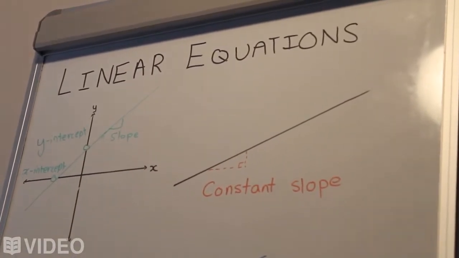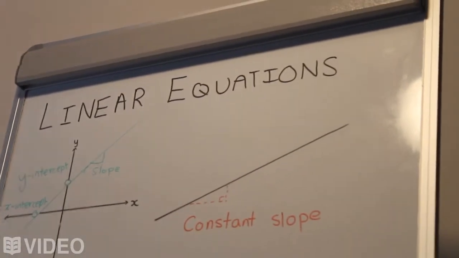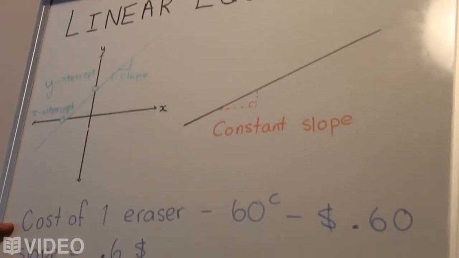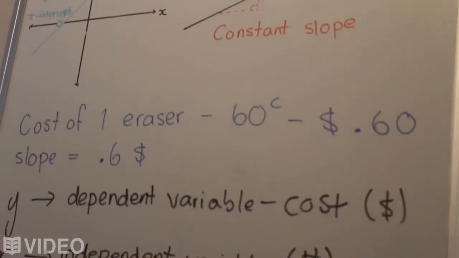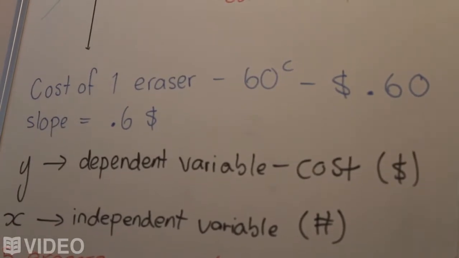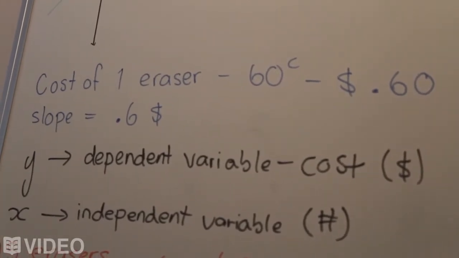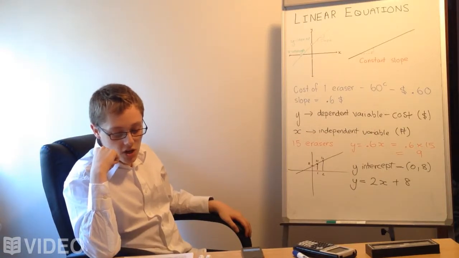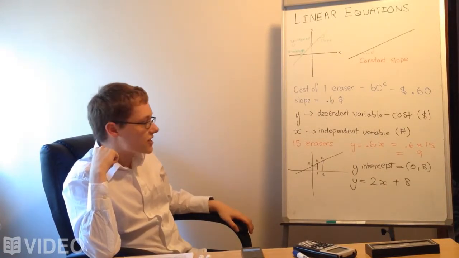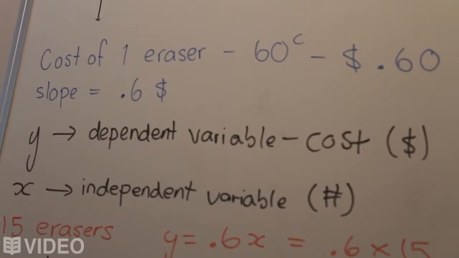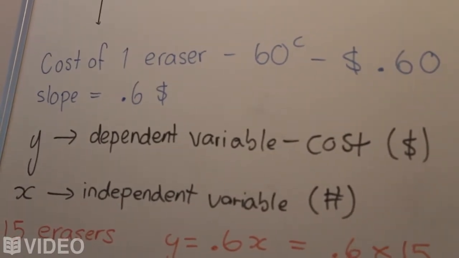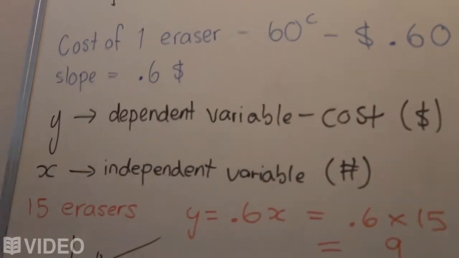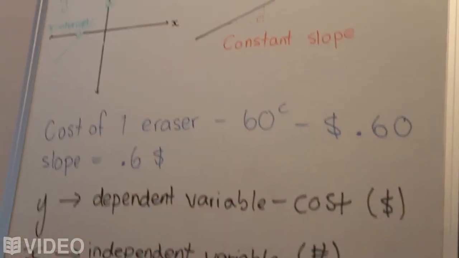So let's say you want to work out how much money it would cost you to buy 15 erasers if the cost of one eraser was 60 cents, or $0.6. You could plot a line with the number of erasers as the x variable, the independent variable, and the y variable, the dependent variable, as the cost. As such, you would be able to then determine what the value is when x equals 15.